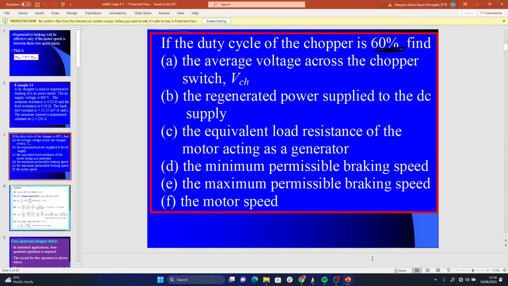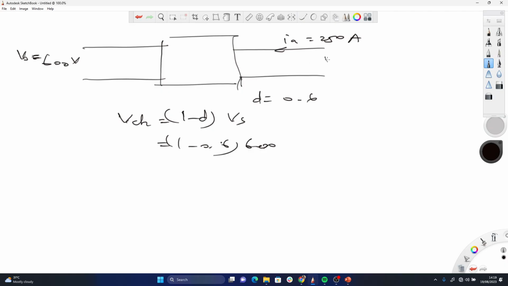B is find the regenerated power supplied to the DC. So the power you are getting from here. So P generated is equal to what? IA times VCH. P is IV. So the IA times the voltage there. The VCH we found here, let's find it: 0.4 times 600, 240 here. So this will be IA 250 times 240. That's 60 kilowatts.